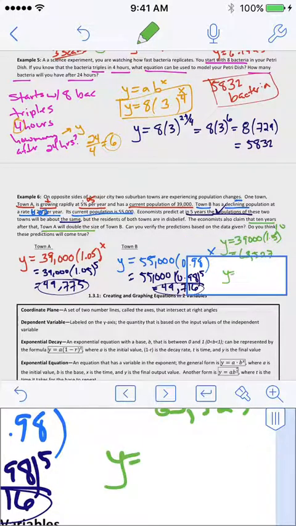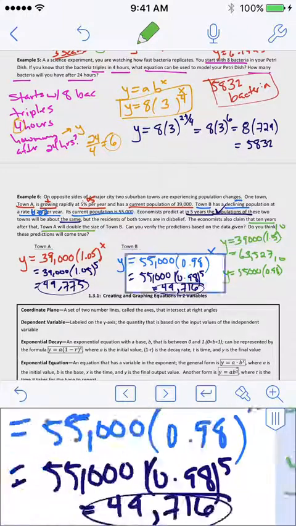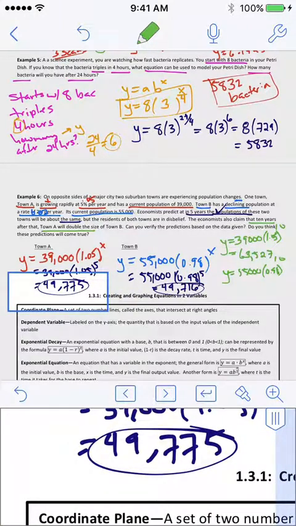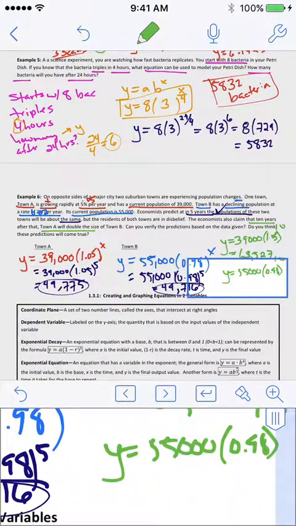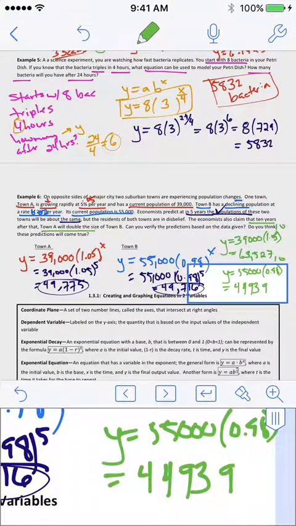And then town B is going to be 55,000 times 0.98 to the 10th. 0.98 to the 10th times the 55,000 is about 44,939. Alright, that's a little more interesting. I don't know if I believe that one, right?